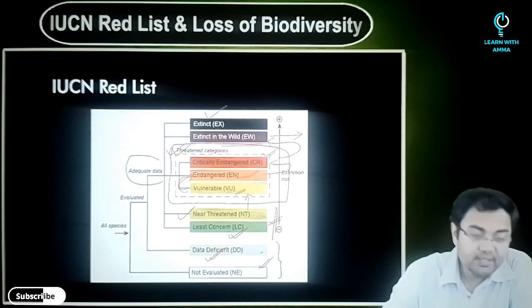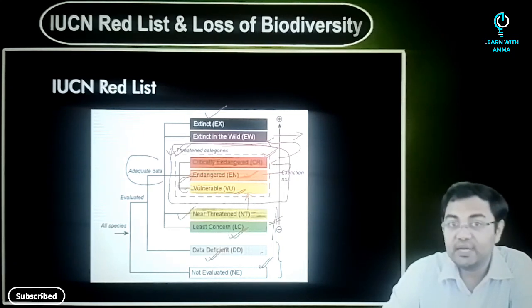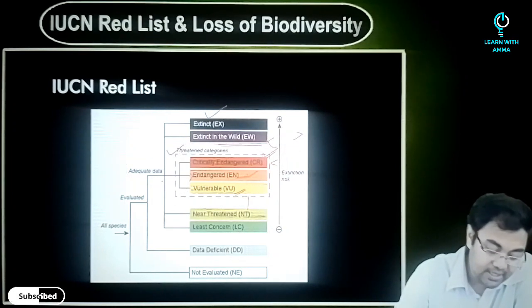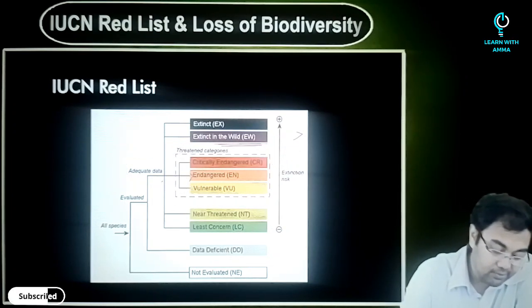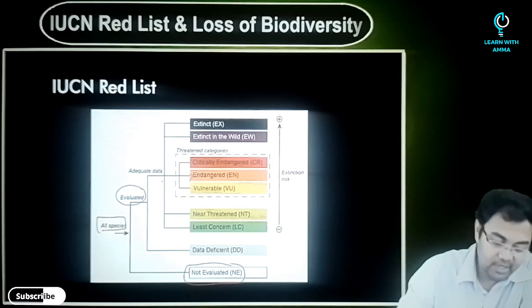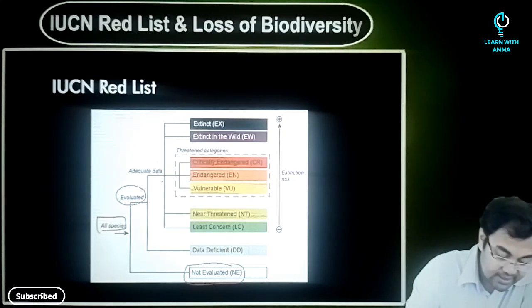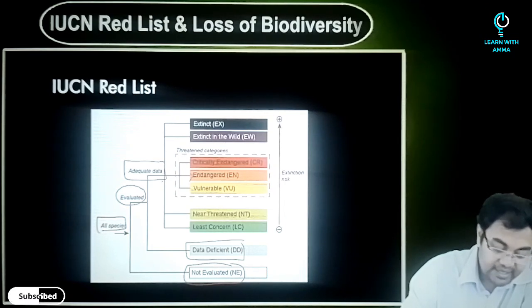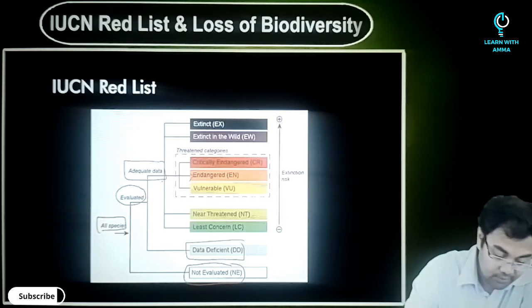So these are the different ways in which the species are being classified. Just remember how the classification is being done. First of all, the species either have been evaluated or they have not been evaluated. If they have been evaluated, either the data is sufficient or the data is deficient. If data is sufficient, then after that you have all these categories: extinct in the wild.